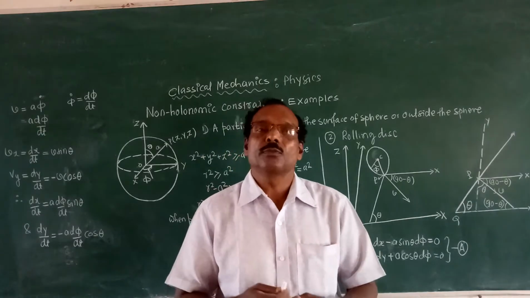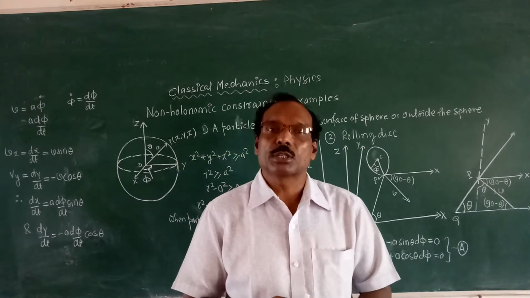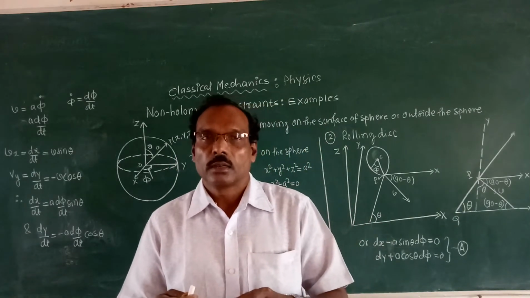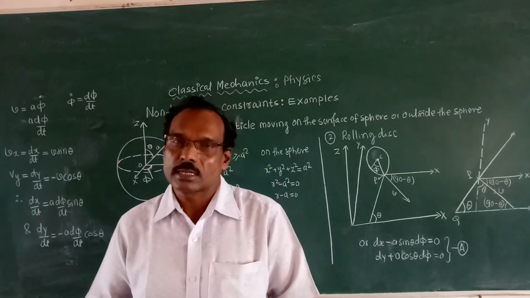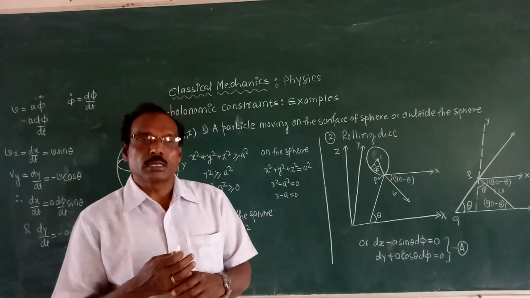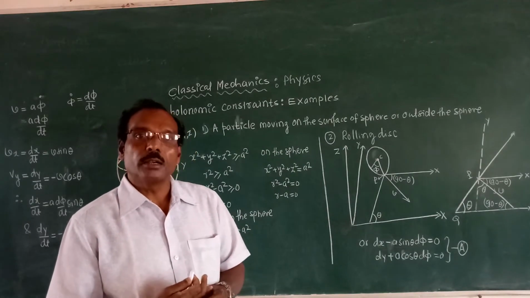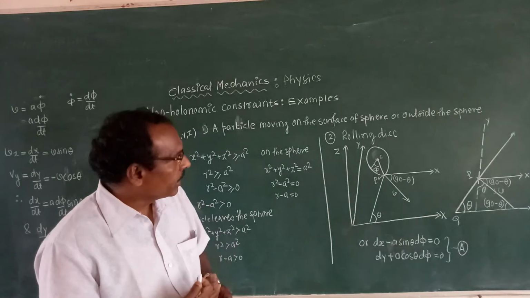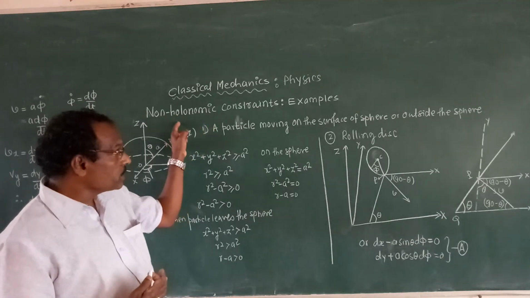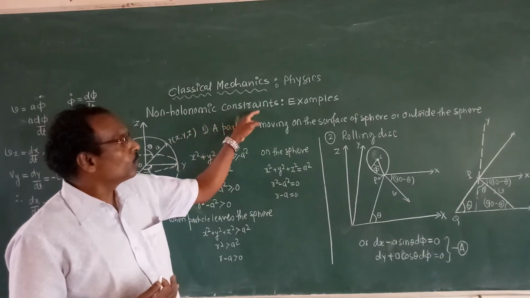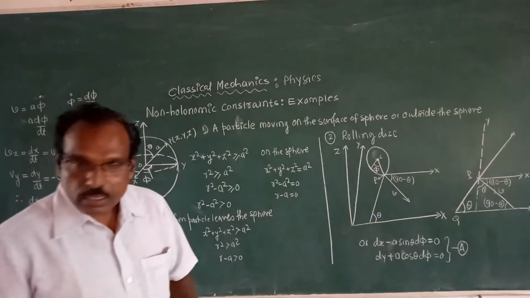Somewhere we classify dynamical systems, or mechanical systems, as holonomic systems and non-holonomic systems. If a system is represented by a non-integrable differential equation, then the system is called a non-holonomic system and the constraints are known as non-holonomic constraints.